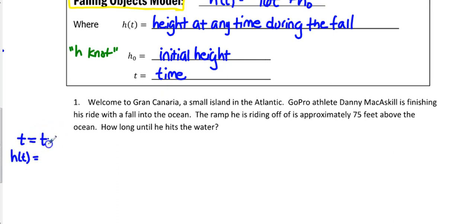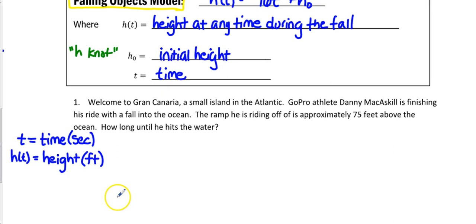So t, as we know from what we just wrote above, is time. And here, it doesn't give me a measure of time in this question, but if we're being reasonable in terms of modeling that fall into the ocean, it definitely didn't take hours, definitely didn't take minutes. That we would measure in seconds. So we're going to let t be time in seconds. And h of t, as written above, is going to be height. I'll just write height, but we'll know that we're talking about his height at any time during this path into the ocean.